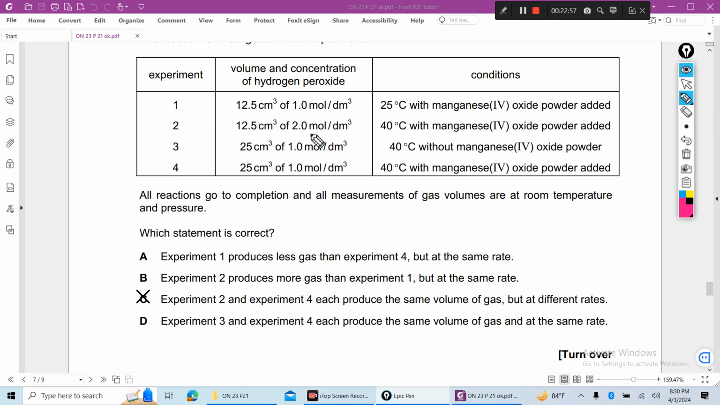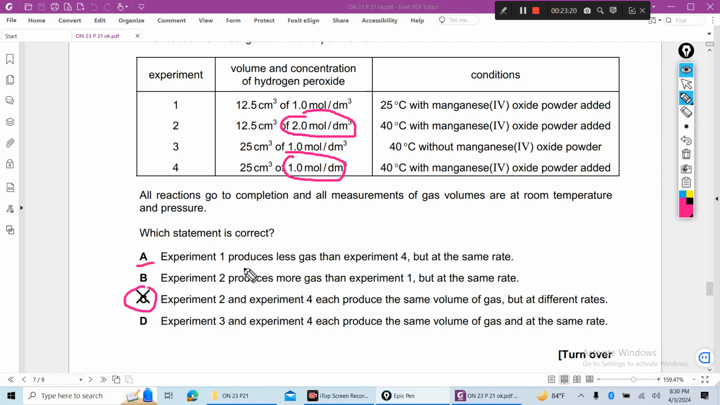Why? You see, experiment 2 concentration is 2 mole per dm cube and experiment 4 concentration is 1 mole per dm cube. So if concentration is more, the rate of reaction will be high. So C is the correct answer and A is wrong.